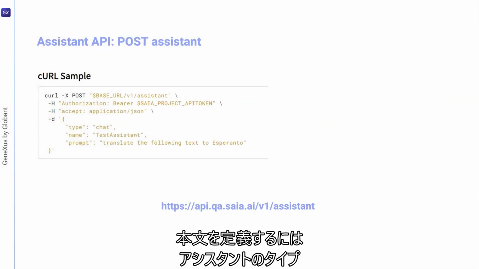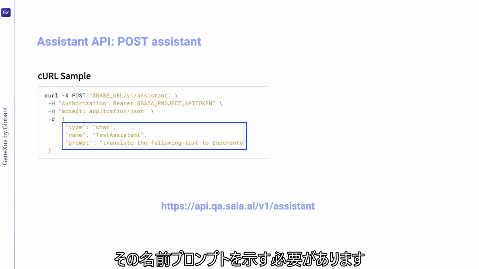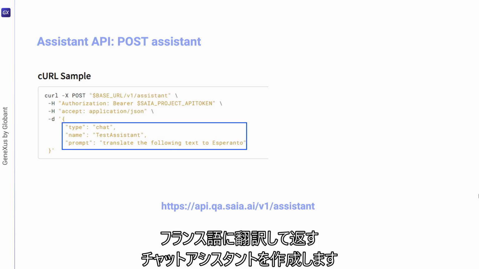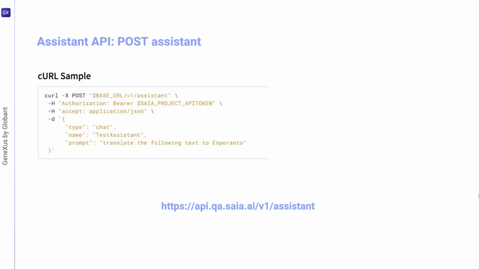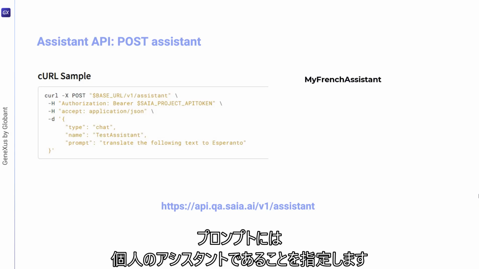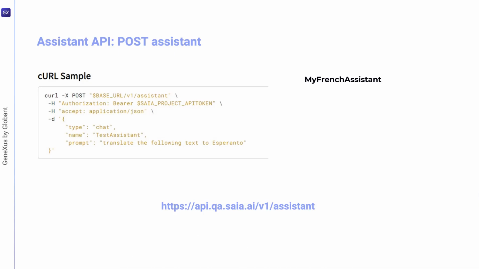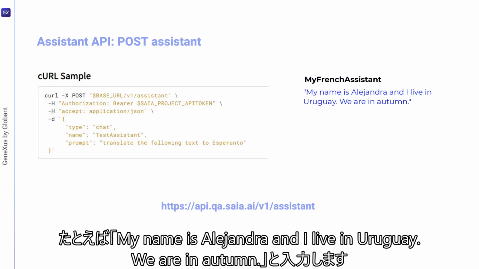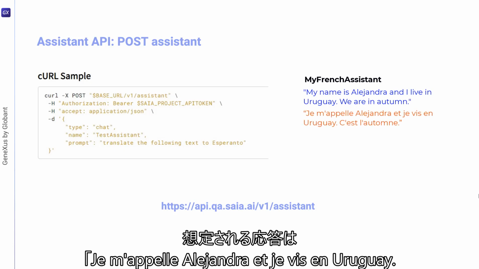To define the body, we need to indicate the type of assistant, its name, and prompt. We intend to create a chat assistant that will return the translation into French of a short paragraph entered by the user. Its name will be My French Assistant, and the prompt will say that it's a personal assistant. The user enters a short paragraph, and the expected response is its translation into French. For example, for the input, my name is Alejandra, and I live in Uruguay. We're in autumn. The expected answer is, Je m'appelle Alejandra, et je vis en Uruguay.